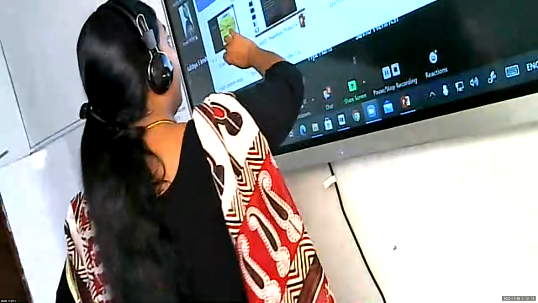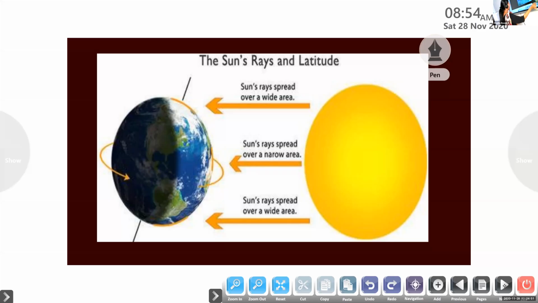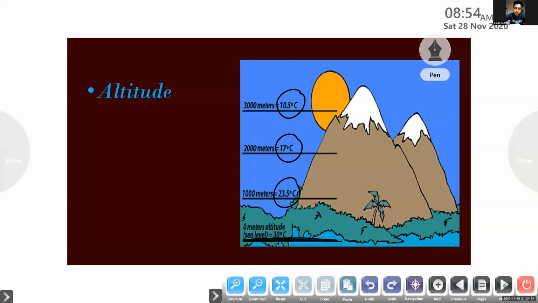Then I hope altitude is also clear. Altitude is height. What is the meaning of altitude? Height. How do we measure the height of a place? From the sea level. As we go higher and higher, the thickness of air decreases, so higher areas experience cold. That's why mountains are cooler than plains. This is a mountain peak, right? It experiences colder weather than the plain.